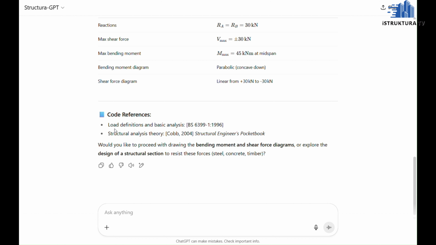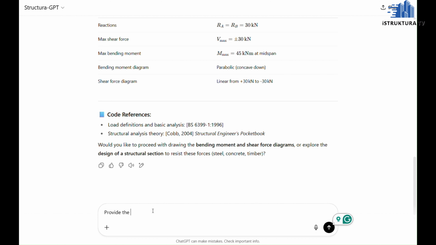And there's also a code reference, load definition and basic analysis. Structura-GPT is using British Standard, and structural analysis theory by Cole, the Structural Engineer's Pocketbook, which I have. And also there's a question: would you like to proceed with drawing bending moment and shear diagrams, or explore the design of the structural section to resist? Okay, let us see.